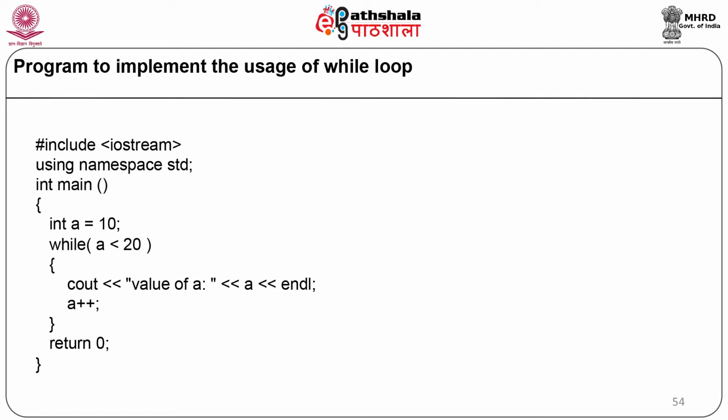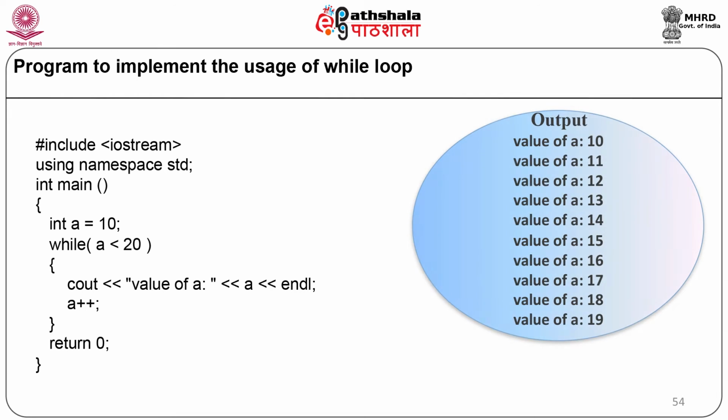Now, the value of a will become 11, again it will go for the condition, it will check 11 less than 20. In such a way the loop will be executed till the value 19. Whenever the value of a becomes 20, our condition will be false and it will come out of the loop. When the above code is executed, it will produce the result as value of a 10, 11 up to 19.